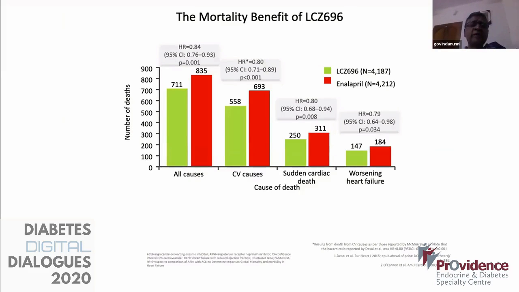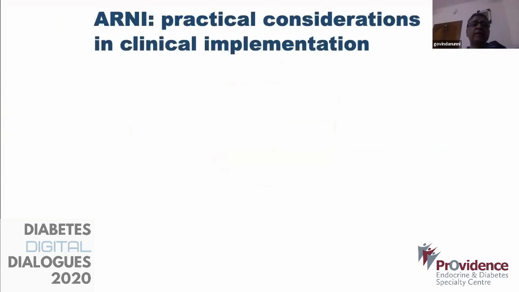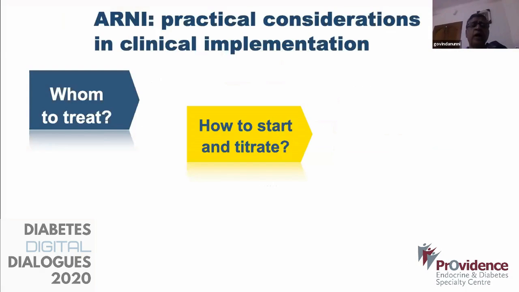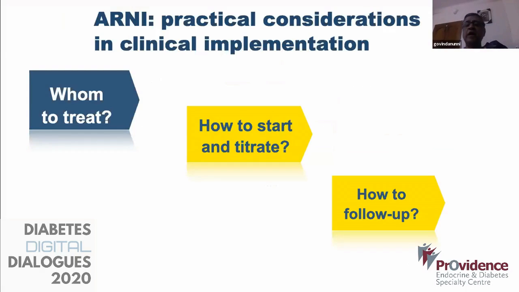Well, and the mortality benefits are across all causes of death, whether it is cardiovascular causes, death due to sudden cardiac death, or death due to worsening heart failure. All forms of death are reduced by LCZ 696. So with that introduction, let me now come to practical considerations in clinical implementation of giving these drugs. Let me talk about whom to treat, how to start and titrate, and finally how to follow.